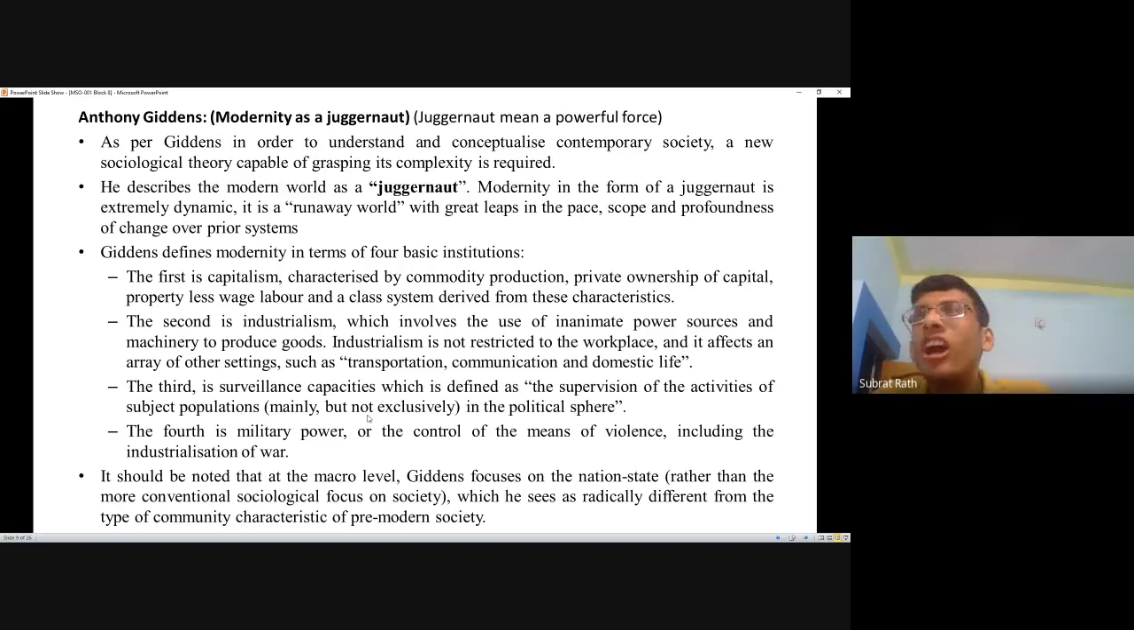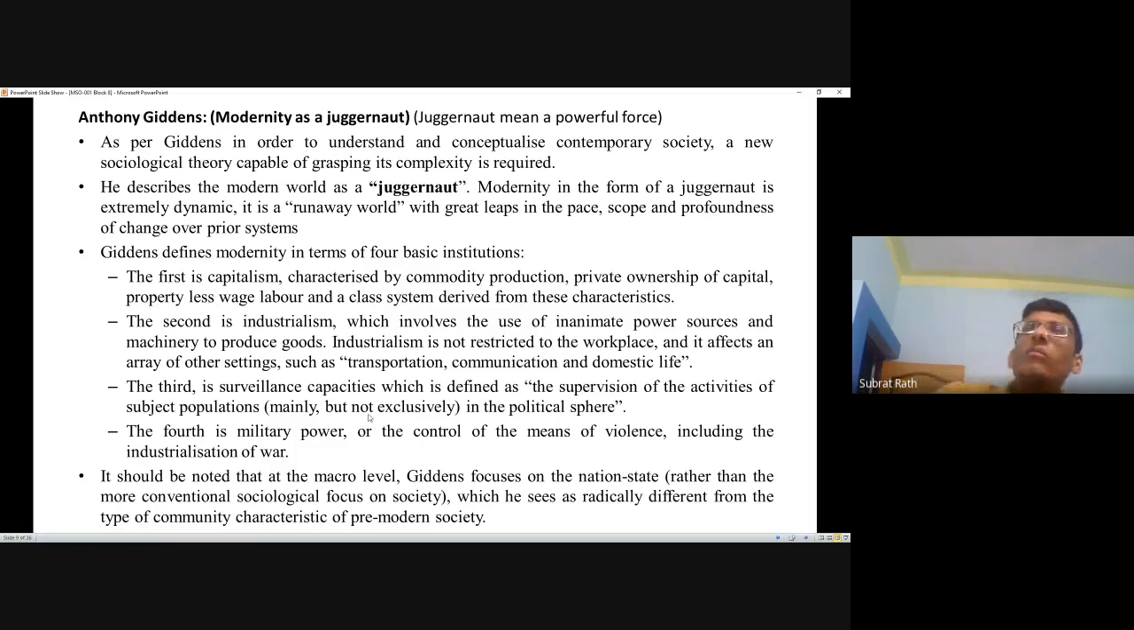So he argued the juggernaut represents powerfulness, and modernity in the form of a juggernaut is extremely dynamic. It is not static. It is a runaway world with great leaps in the pace, scope, and profoundness of change compared to our prior systems. People are moving in a direction of how to capture wealth, how to dominate others, how to maintain peace if there is chaos, how to exercise power, all those things. A situation where there is a hodgepodge, people are very complex. That means he is saying modern society is a complex society. It has very much power, which gives opportunity to all. Everyone is there on the basis of competition.